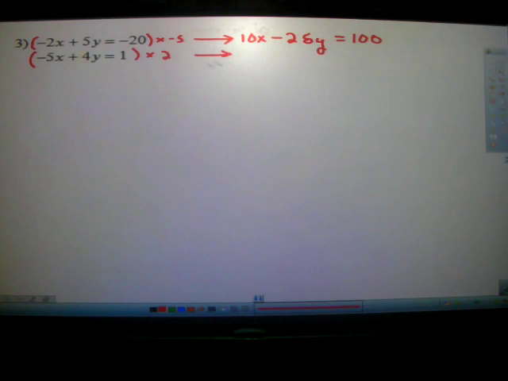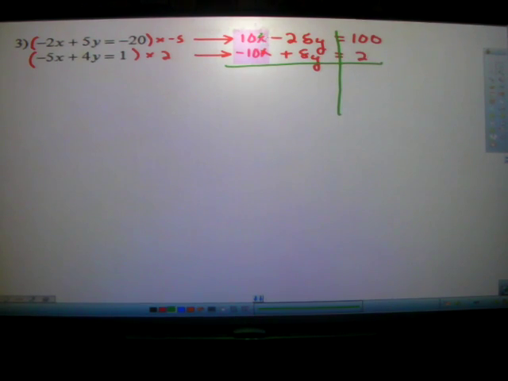The bottom, everything by 2. So -5x times 2 is -10x. And if I look there, I did get my opposites that I wanted. All right. 4y times 2 is positive 8y. And 1 times 2 is 2. I have my opposites. Let's add.